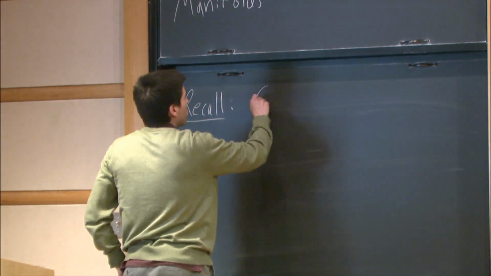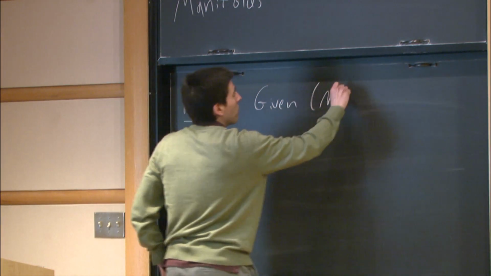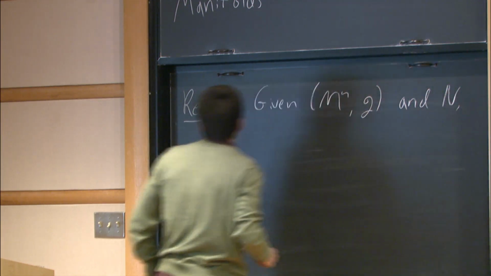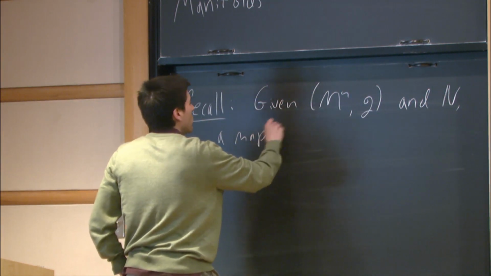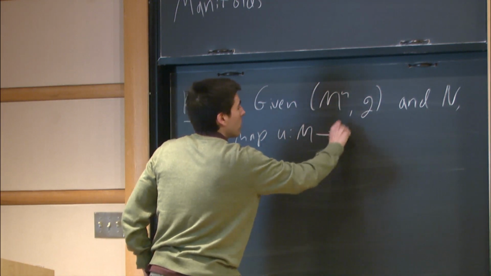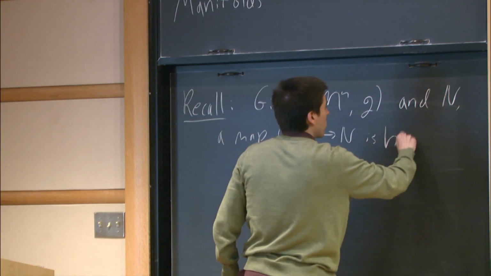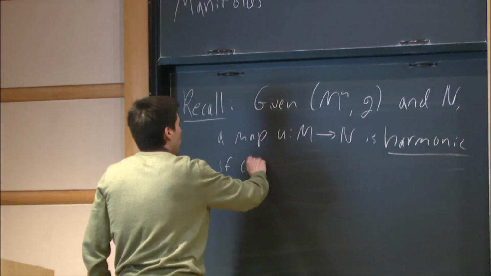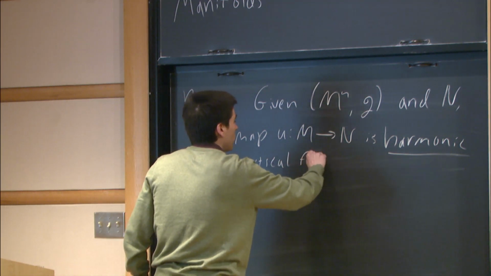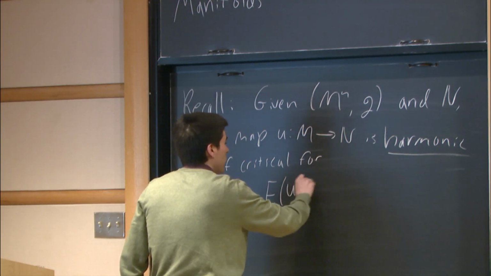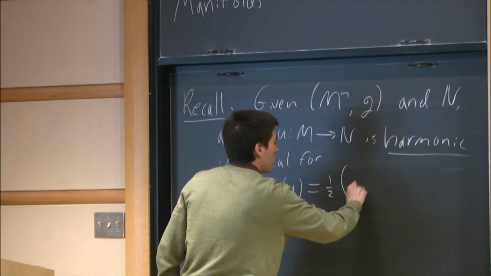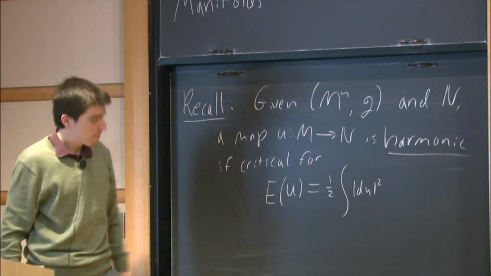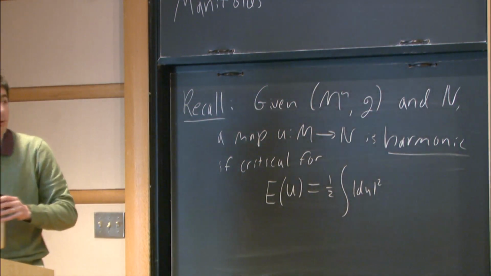So given some closed manifold, let's say M^n, and N, a map between them is said to be harmonic if it's critical for the Dirichlet energy, not just our usual old friend, among perturbations with values in N, right? OK, so these come up naturally in geometry.